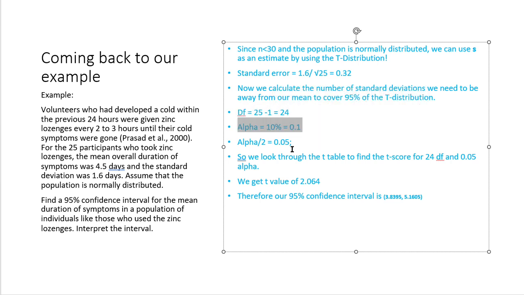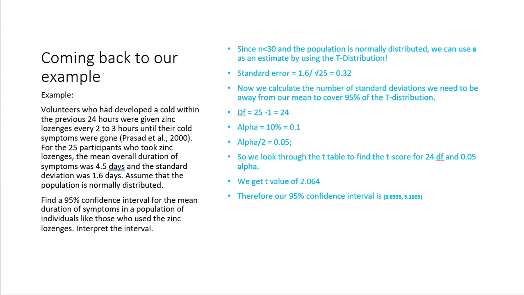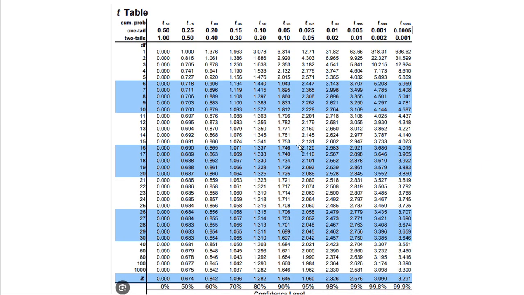And our alpha is 0.1, alpha by 2 is 0.05. So now all we've got to do is look through the t table to find the t-score for 24 degrees of freedom and an alpha of 0.05. So let's look at our t table. Alpha is 0.05. Remember, we're working with one tail, because otherwise we don't need to do alpha by 2. So for 0.05, we look at 24 degrees of freedom, and we get 1.711, right?